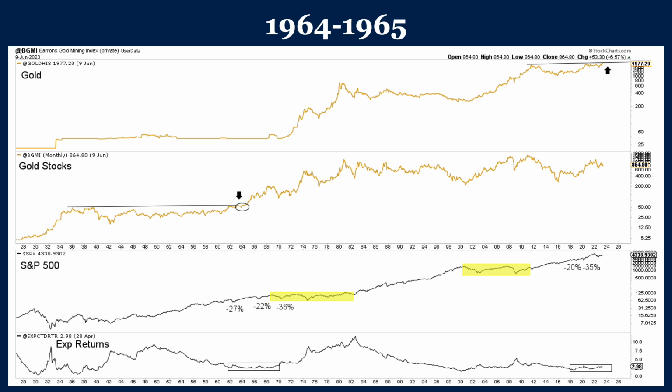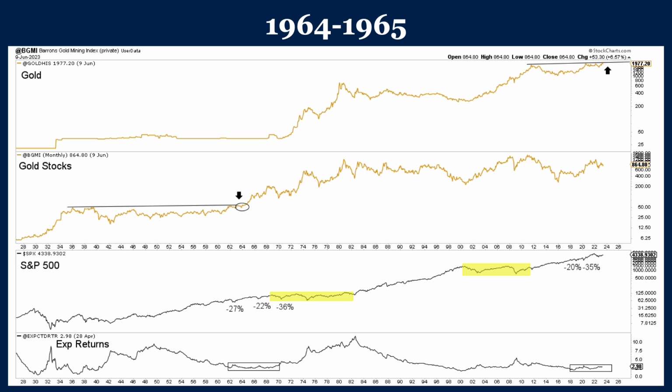So in this chart, we have gold at the top, gold stocks below, then the S&P 500 below that, and then we have my expected returns indicator at the bottom. Those are expected returns for a 60-40 portfolio. You start at the bottom, you see early, or just the entire 1960s period, very low expected returns moving forward. That has been the case since 2018, 2019. And you go back to the 1960s, and I've made the point so many times.